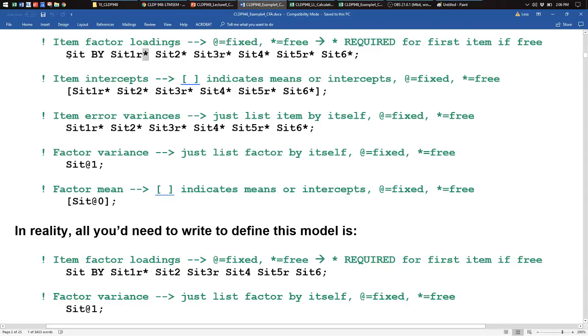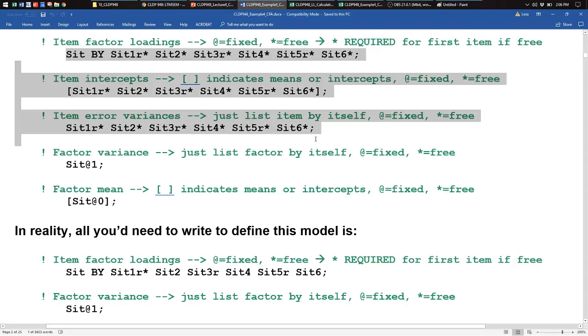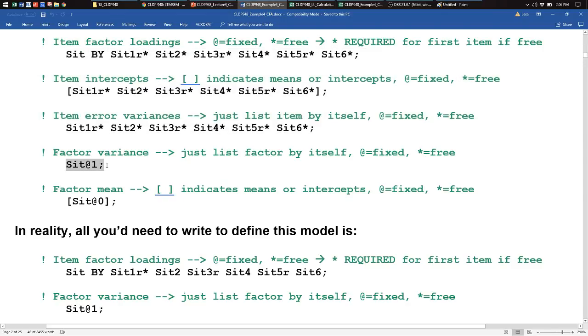So then these 3 lines are my measurement model: item loadings, intercepts, and residual variances, respectively. Then we get to the structural model, which is my factor variance. I've fixed that to 1 for identification. And my factor mean, so the name of the latent variable in the brackets refers to its mean, and I fixed that to 0. So this model has 6 items for 1 factor. That means it is not only estimable, but it is testable as well.